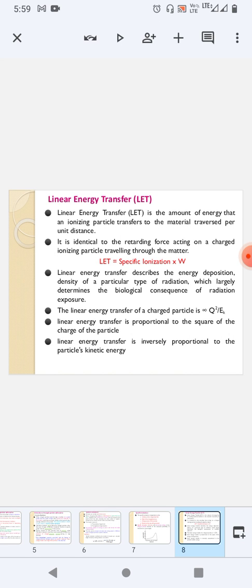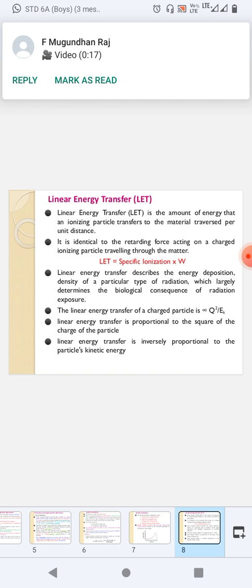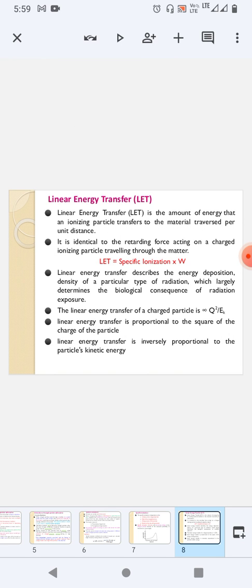And the next parameter is linear energy transfer. The linear energy transfer is nothing but the amount of energy that an ionizing particle transfers to the material per unit distance. It is identical to the retarding force acting on the charged ionizing particle traveling through the matter.